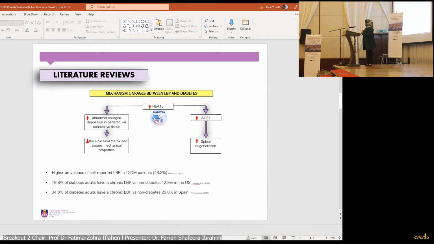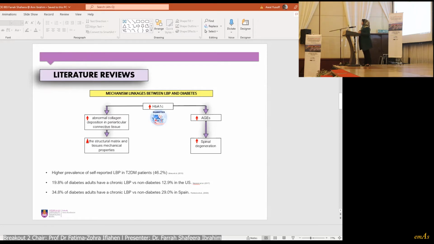That is one mechanism. At the same time, ladies and gentlemen, when blood sugar levels increase, it will lead to an increase of AGE. We don't want AGE in the human body, because AGE is advanced glycation end products. When we have a lot of this in the system, we have a lot of oxidative stress, which leads to pro-inflammation that can lead to increased spinal degeneration.